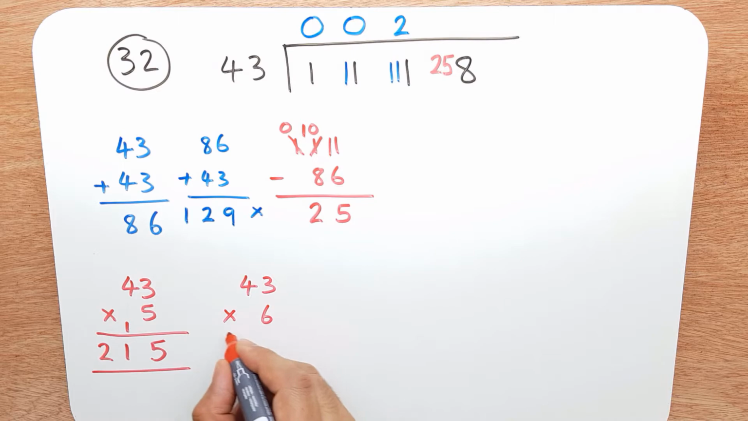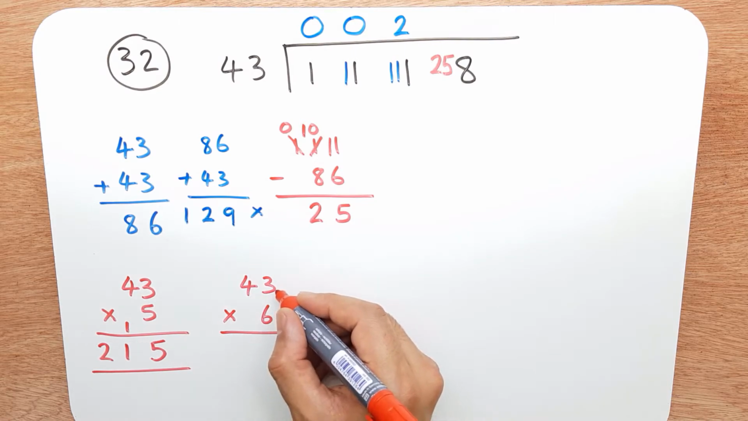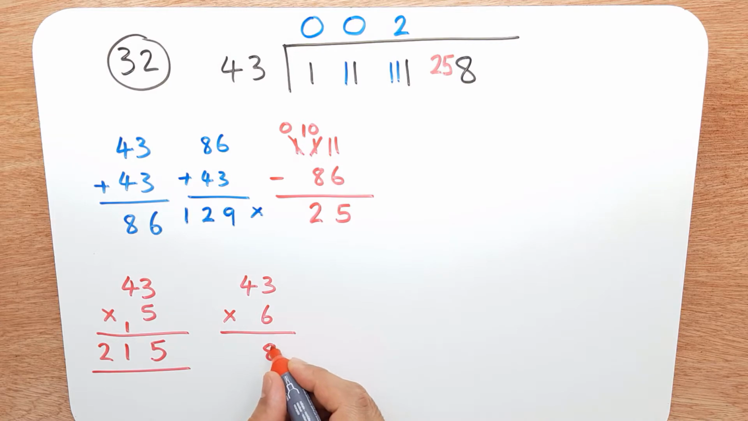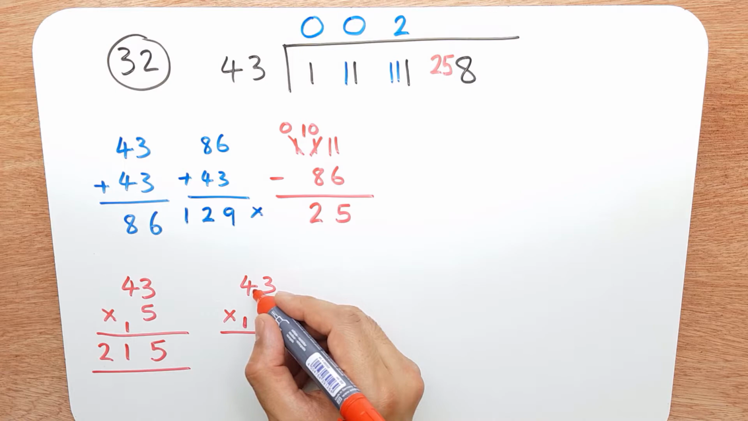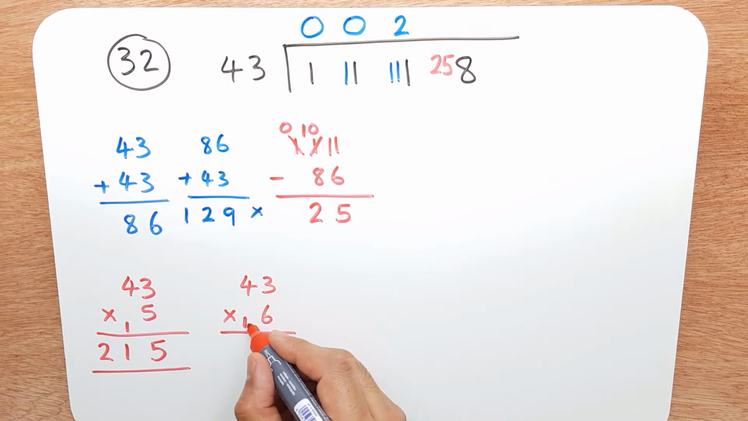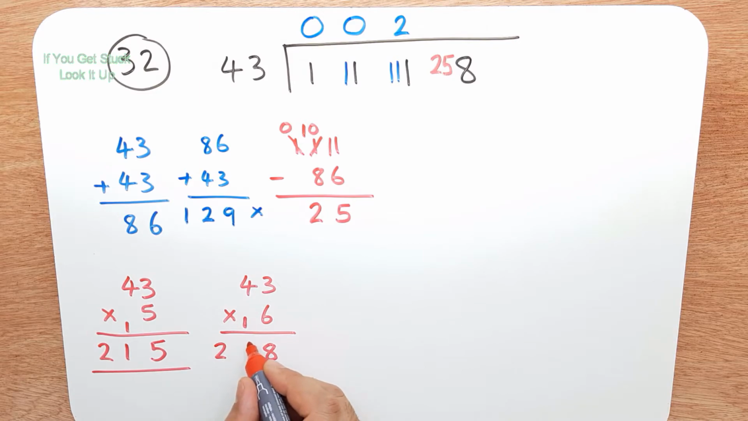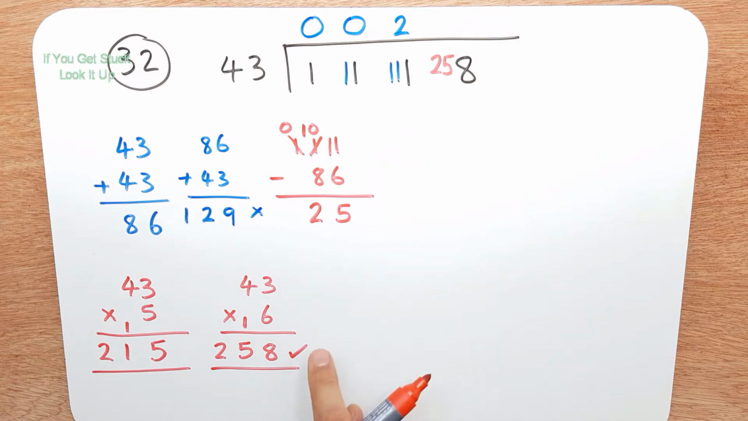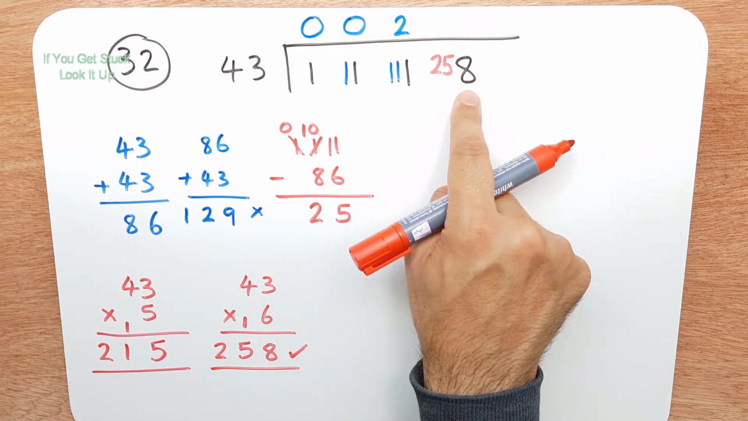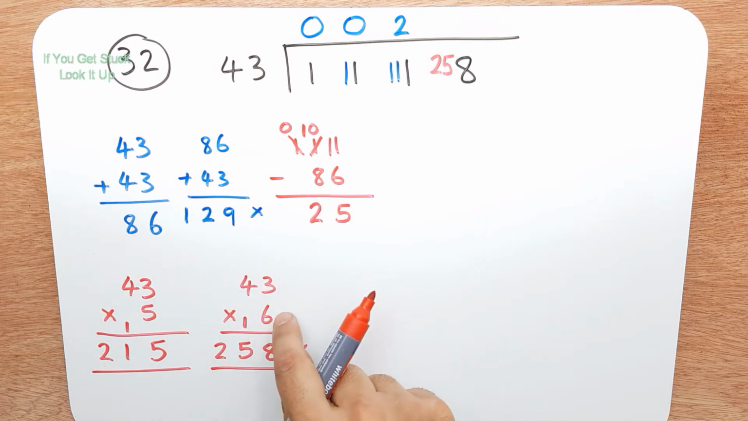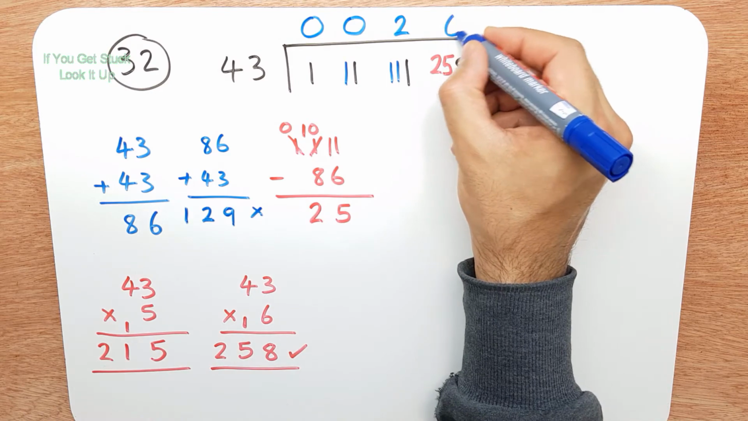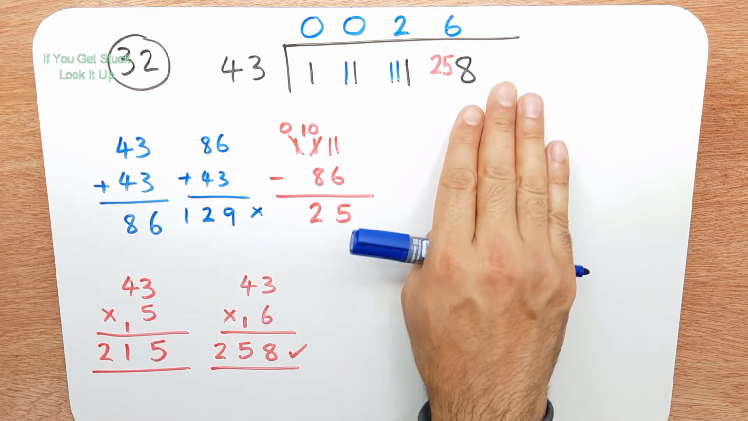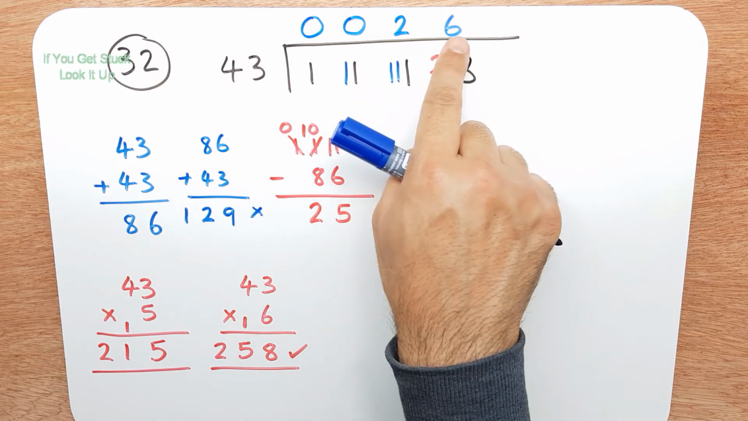43 times 6. So 6 times 3 is 18. Put the 8 down, carry the 1. 6 times 4 is 24, plus the 1 we've carried over, 25. So 258, and that's perfect because that matches. So I know 258 shared by 43 is 6, so we put 6 there. Let's stick to blue. Because there's no remainder, our answer is 26.